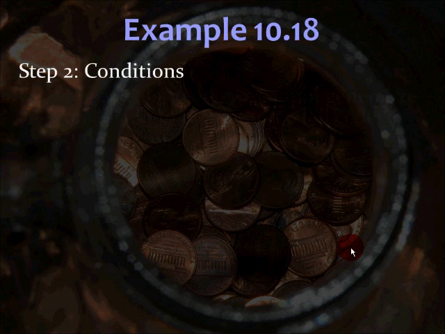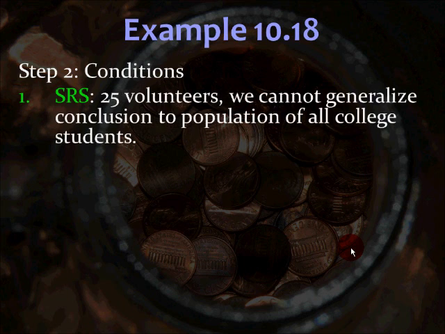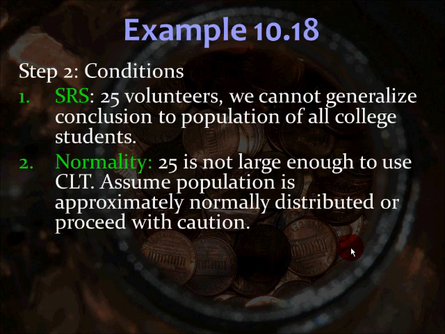Alright, let's check our conditions. Simple random sample. Well, we have a voluntary response sample, so we cannot generalize the conclusion to the population of all college students. If anything, we're limited to college students at this college. Normality. 25 is not a large enough number to use CLT.